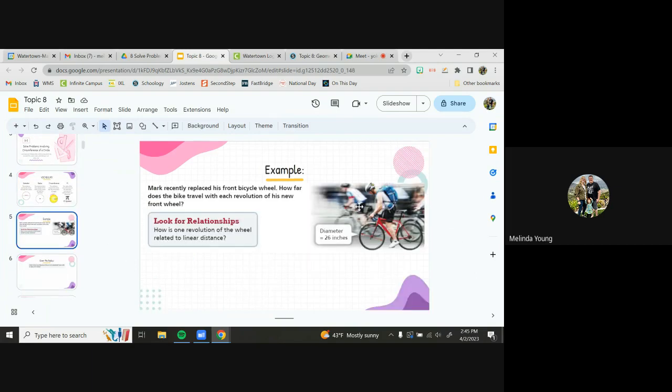All right, our first example. So we've got Mark recently replaced his front bicycle wheel. So right away, we're looking at a circle. How far does the bike travel with each revolution of his new front wheel? Okay, so a revolution, if you guys don't know, is when your tire goes around all the way one time. So we basically want to calculate what the circumference is.